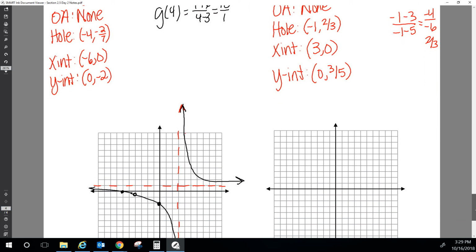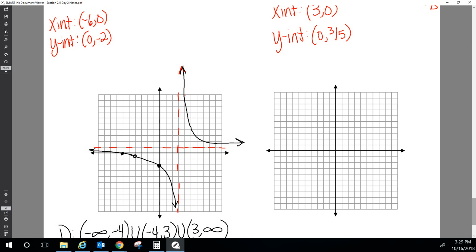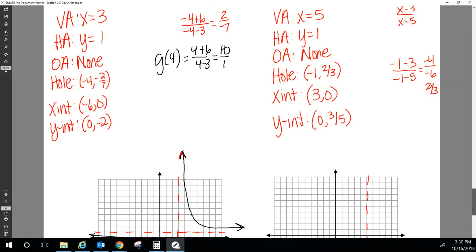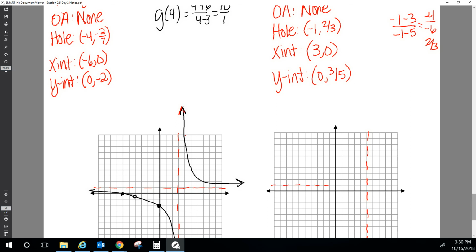We got x equals 5 for our vertical asymptote, 1, 2, 3, 4, 5. We've got y equals 1 for our horizontal asymptote. We have a hole at -1, positive 2/3. I've got a y-intercept at 0, 3/5. I've got an x-intercept at 3, 0. You guys see how this guy gets really stretched out and gets close to that asymptote?